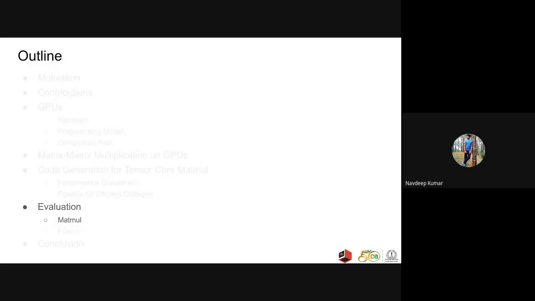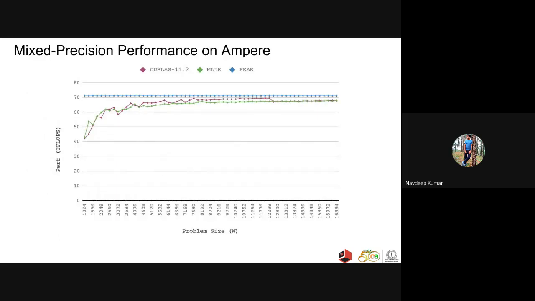Starting with the plots, we'll first see matrix multiplication plots, and then we'll see some plots of matrix multiplication fused with some other operations. So this is the mixed precision performance on Ampere. It's really close to cuBLAS, and on some smaller sizes, it actually beats cuBLAS and converges to what cuBLAS is offering on larger problem sizes. This is mixed precision, and the device peak is 71 teraflops here.